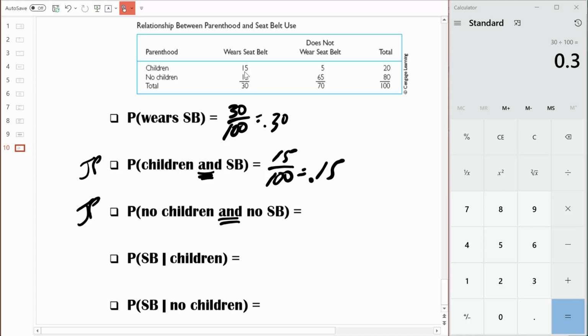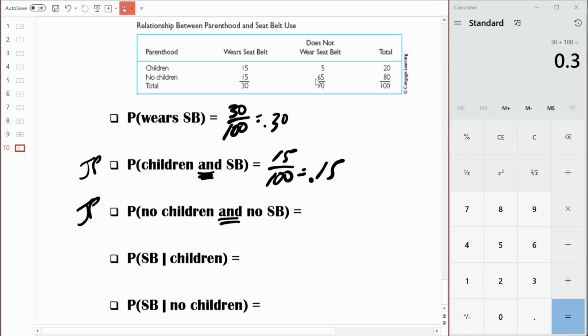So what's the probability that someone has no children and they do not wear a seatbelt? As we're looking at the table, it's this second row right here that shows the people with no children. And it's this column right here that shows people who do not wear a seatbelt. So the frequency that I'm interested in is right here, 65. There are 65 people in this sample who have no children and do not wear a seatbelt.